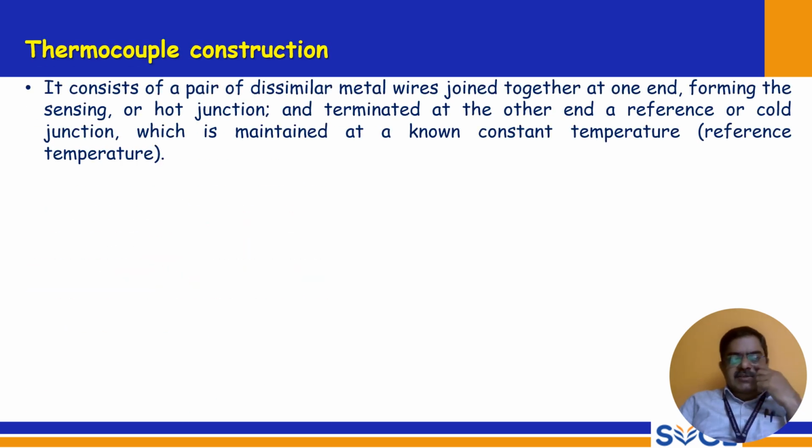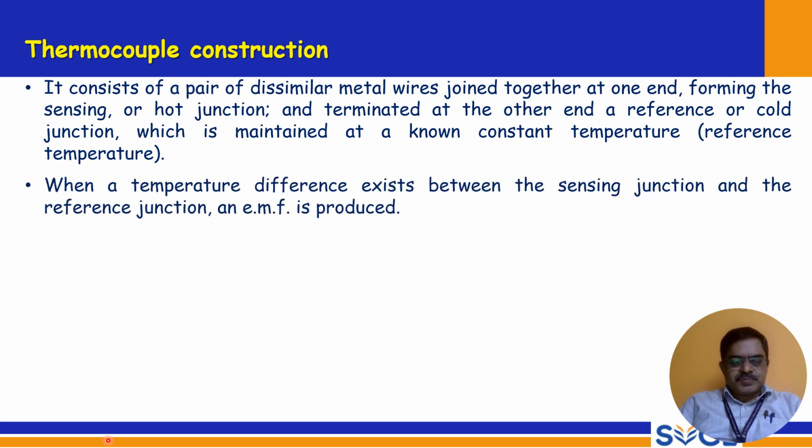Thermocouple construction: it consists of a pair of dissimilar metal wires joined together at one end, forming the sensing or hot junction. The wires terminate at the other end as a reference or cold junction, which is maintained at a known constant temperature, known as the reference temperature. When a temperature difference exists between the sensing junction and the reference junction, an EMF is produced.